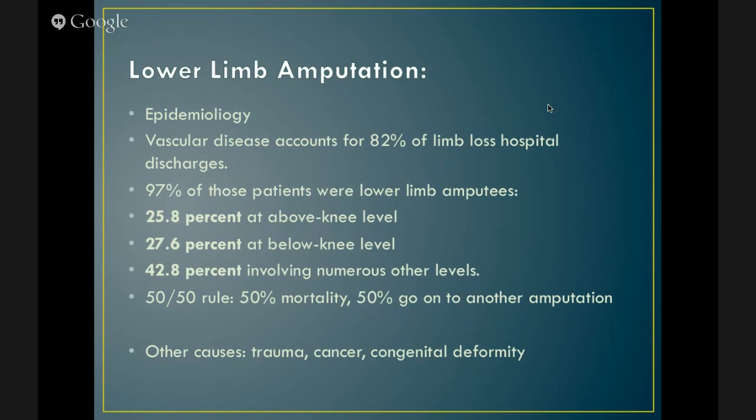And also within 5 years, there is a 50% chance of going on to another amputation, either re-amputation of the same limb to a more proximal level, or amputation of the other side.